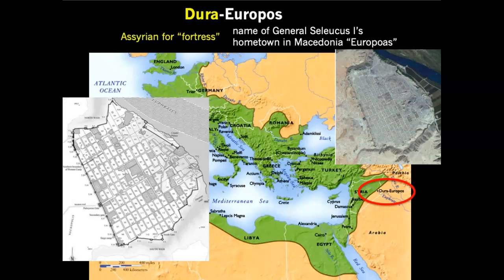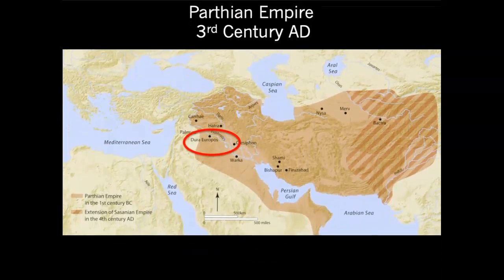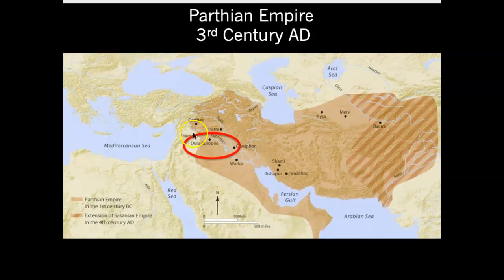There were many Roman troops stationed at the frontier who then would later live and establish themselves in Dura-Europos. And we're going to be looking at the site of Dura-Europos here. This is just showing you the expanse of the Parthians.